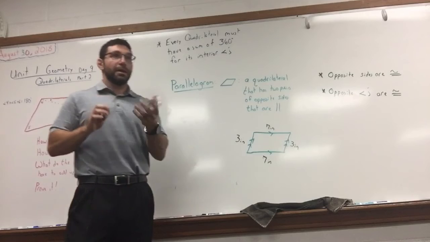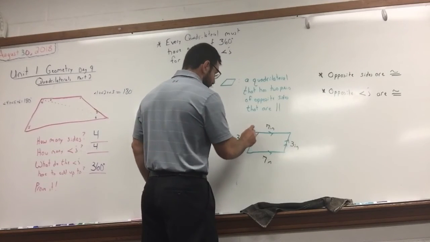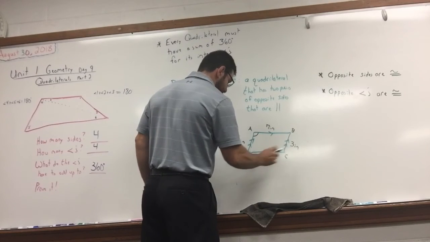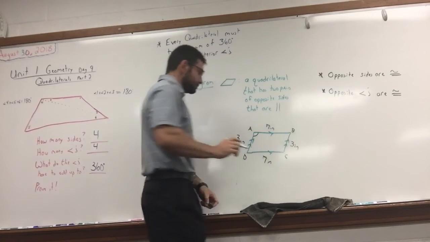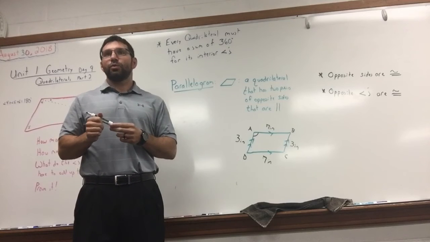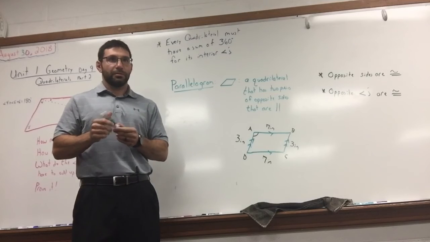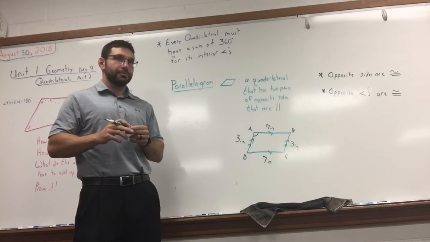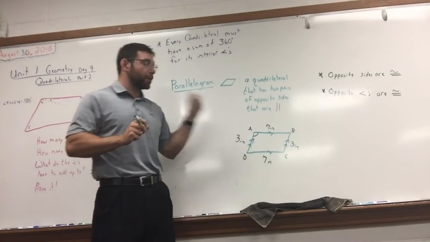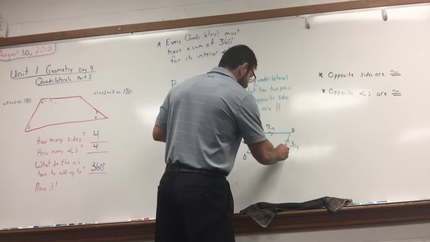So, how would I show it in my figure? If I put one arc here and I have parallelogram A, B, C, D, and there's one arc in A, where else would there have to be one arc? Either on angle B, C, or D? Well, yes, on one of those, but if opposite angles are congruent, it can only have one choice. If there's one arc in A, where does it have to be? Angle C, because those are opposite of each other.